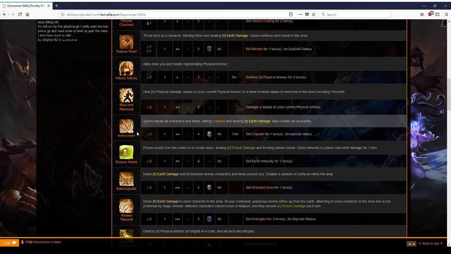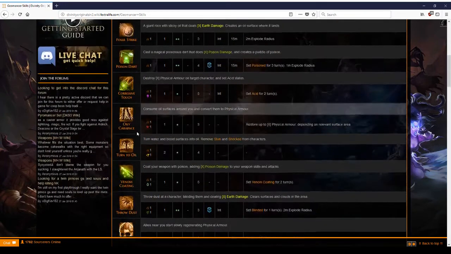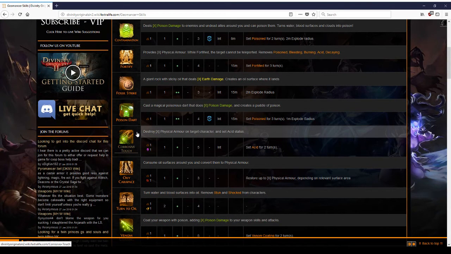The last two skills that I would recommend for the beginning are Fossil Strike on the one hand, and Impalement on the other hand. Both of them are good as combat preparations. Fossil Strike and Impalement both will set an oily surface. If you know the encounters already, or if you retry them, an oily surface slows down the enemy significantly.